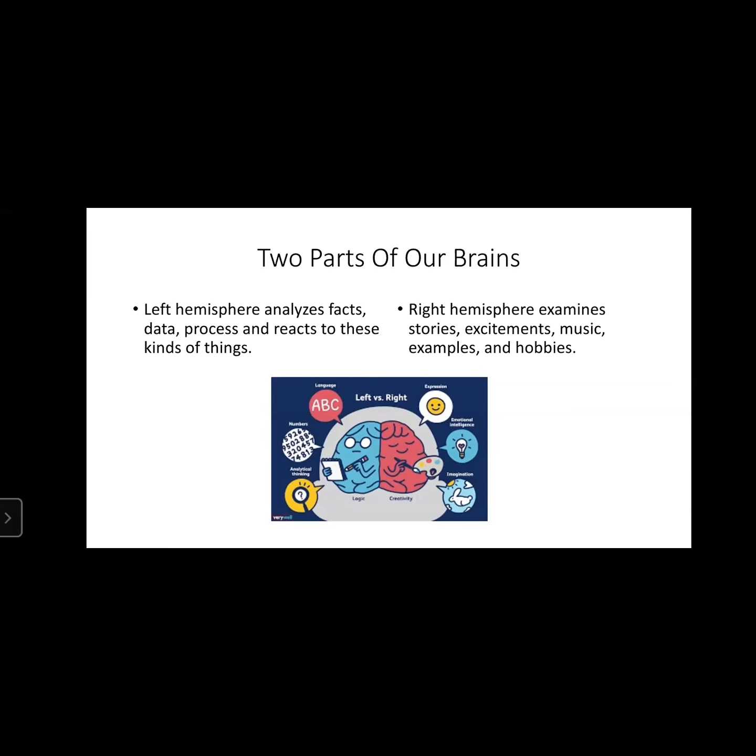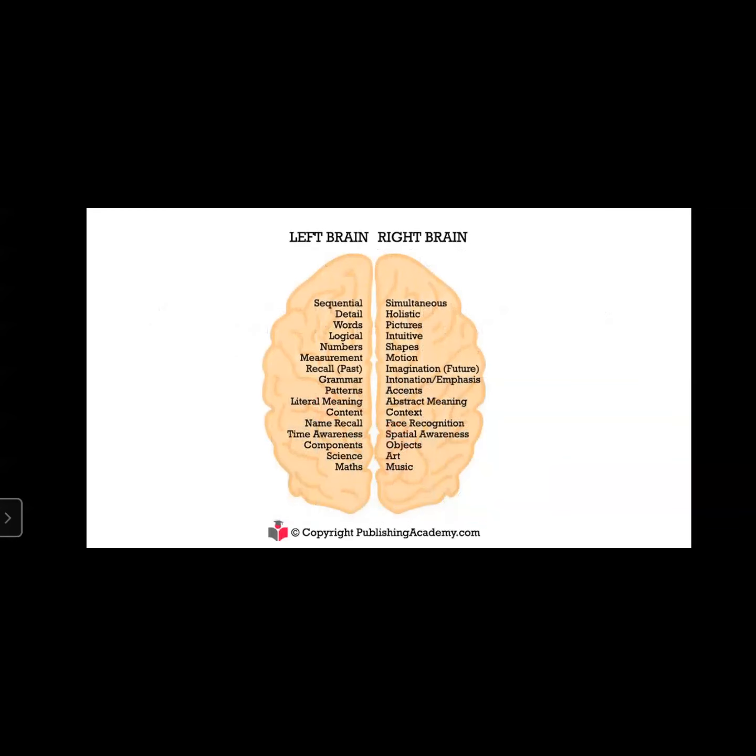Okay. So the windshield wiper method takes into cognizance that we have people who are left-processing, and there are also people who are right-sided in their brain processing. The right hemisphere examines stories. They connect strongly with stories, excitement, music, examples, and hobbies. All right. Now, let's look at it in more detail, the left and the right brain. So it goes like the windshield wiper.